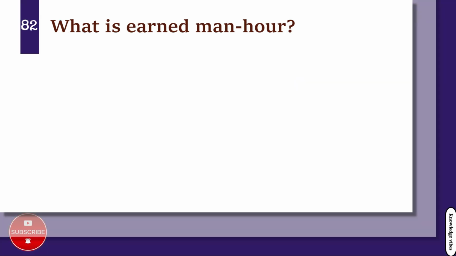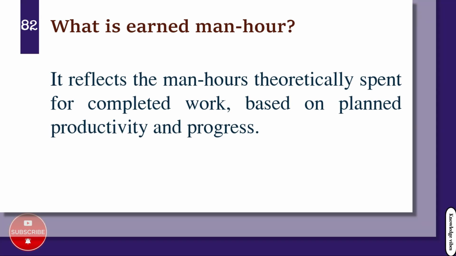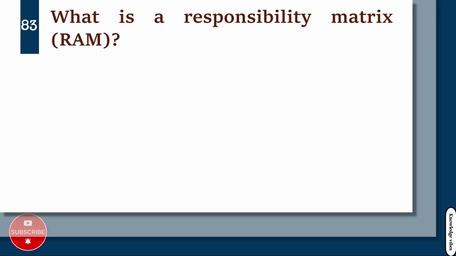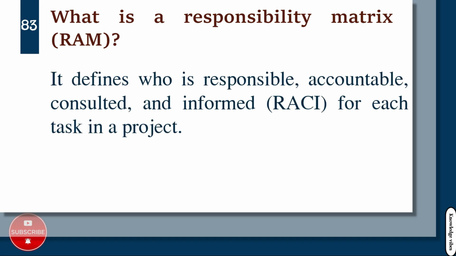What is earned man-hour? It reflects the man-hours theoretically spent for completed work, based on planned productivity and progress. What is a responsibility matrix? RAM. It defines who is responsible, accountable, consulted, and informed, RACI, for each task in a project.